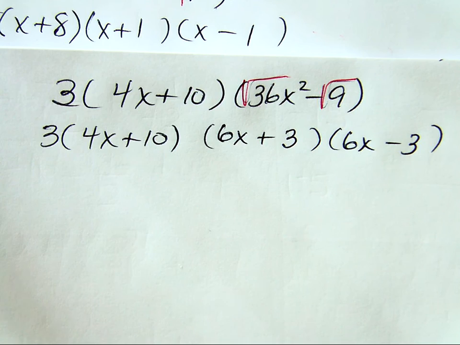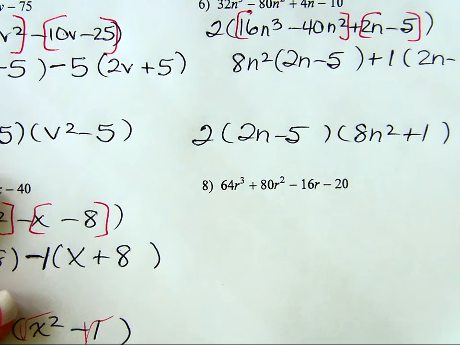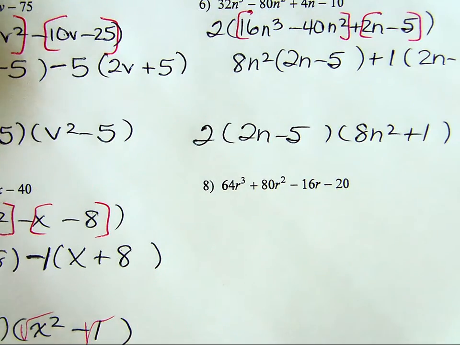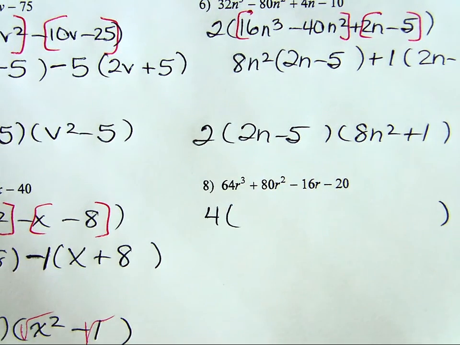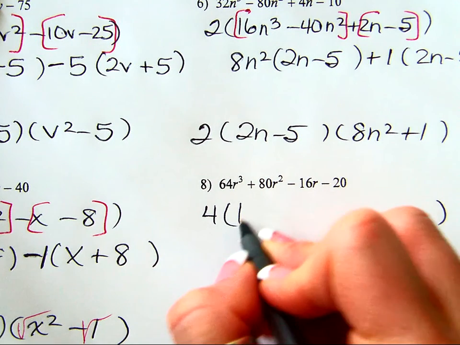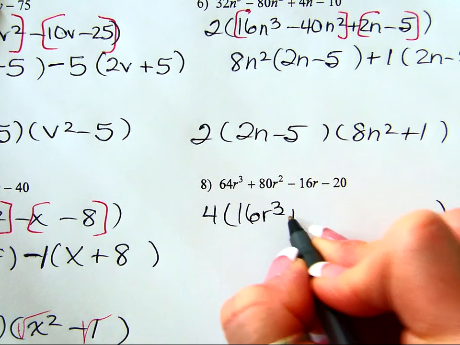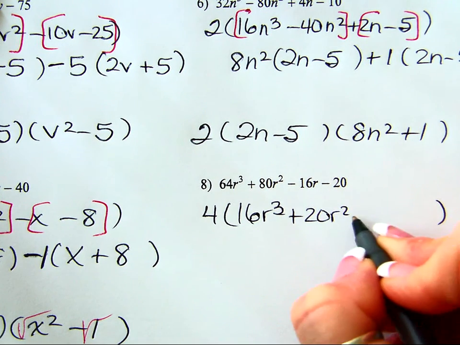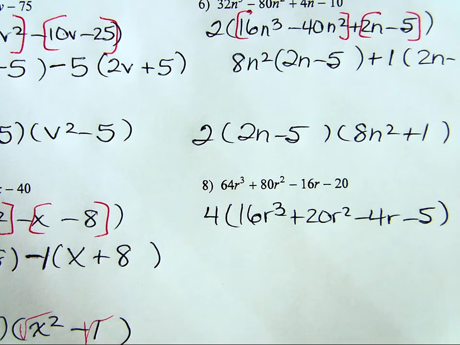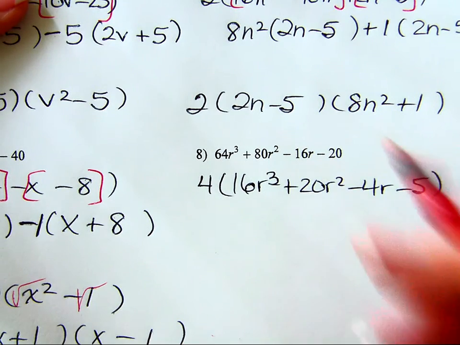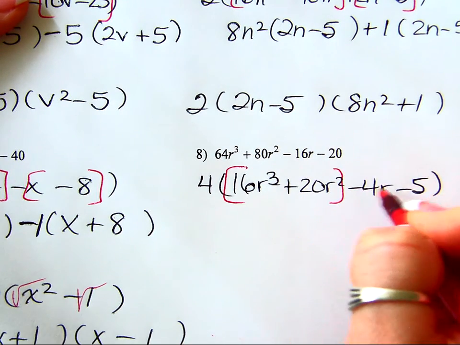Let's do another one. So let's just work through this together. All right? If I factor out a 4 from this, you're going to have 16r to the third plus 20r squared minus 4r minus 5. Okay? So stop me if we get to a point where you're not with me. Are you okay with that? All right. Next, group those.